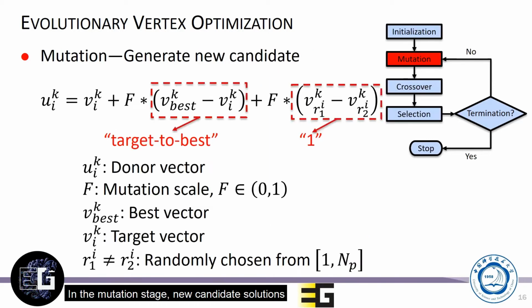In the mutation stage, new candidate solutions, donor vectors, are generated through this mutation function. The target-to-best means that the donor vector is chosen to lie on the line defined by the target vector and the best-so-far vector. One indicates that one vector difference contributes to the differential. Experimentally, we have tested other mutation functions, and the target-to-best function outperforms others.